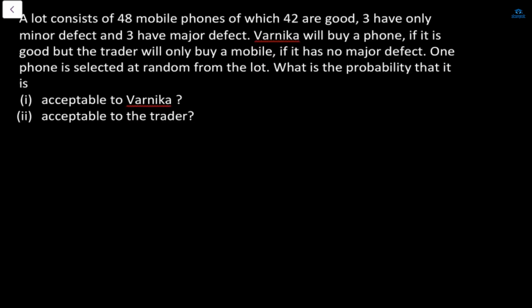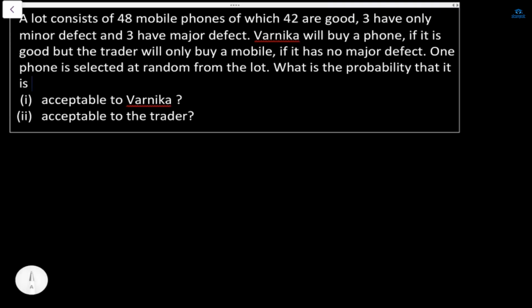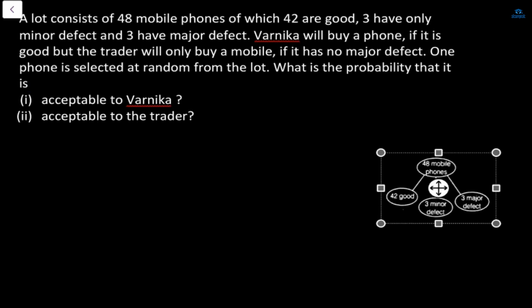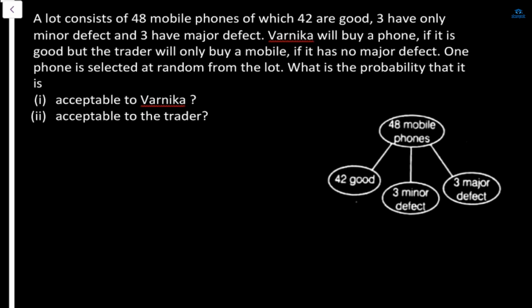This diagram is not important, but if you draw it, it will be good for you. Now, a lot consists of 48 mobile phones, of which 42 are good. Total of 48 phones are there. Among these 48 phones, 42 are good ones, perfect, without a single defect. Now 3 have only a minor defect.